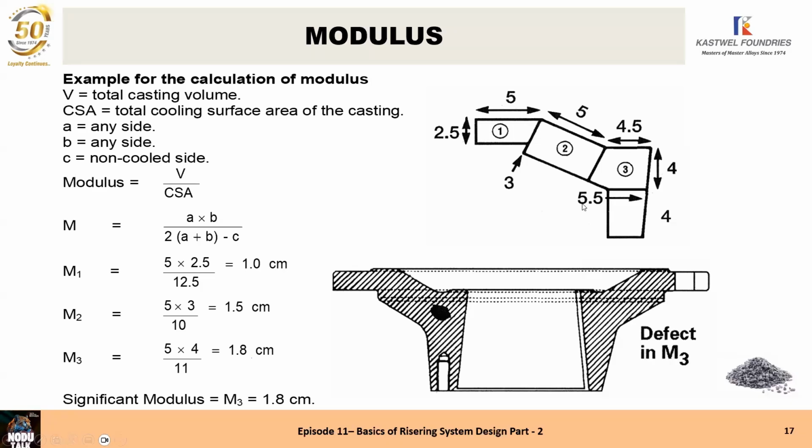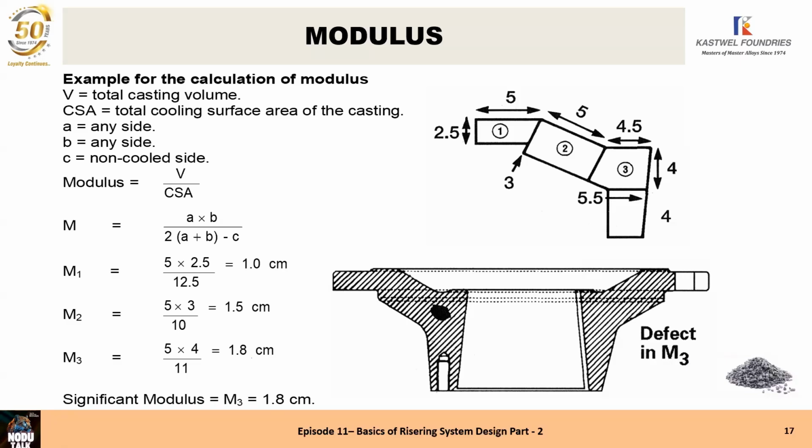Now, the section having the highest modulus is what we call the significant modulus. And the riser is normally attached to the significant modulus or the biggest section where the shrinkage is most likely to take place. So, modulus is required to identify the largest modulus of the casting where we have to attach the riser. Now, if the casting has different sections, some big sections, some small sections, some large sections, some thin sections, then we have to find the modulus of all these sections and attach the riser to the largest section.